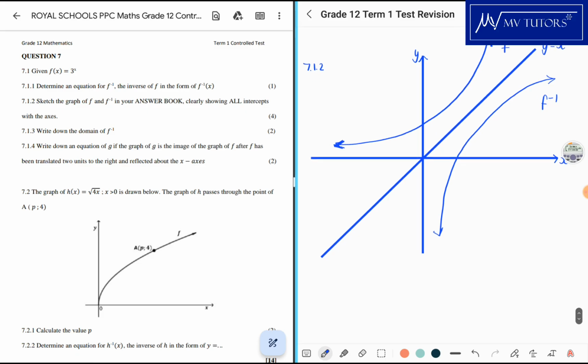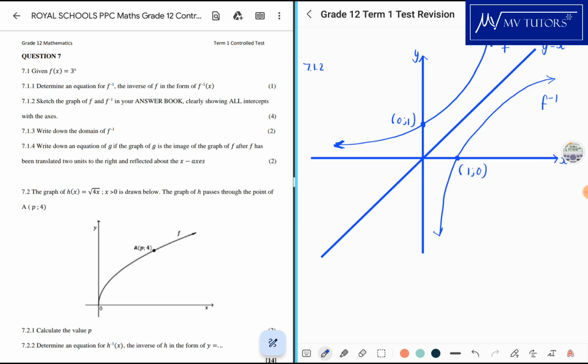We have the function f and its inverse. And they want to show all the intercepts with the axes. So like I said, the y-intercept is basically where x is 0. So if you have y is equal to 3 to the power x, anything to the power 0 will be 1. Hence I said it is 1. So when x is 0, y is 1. And because this is the inverse, we swap x and y around. So this will be 1 and 0. And that is the only intercept.